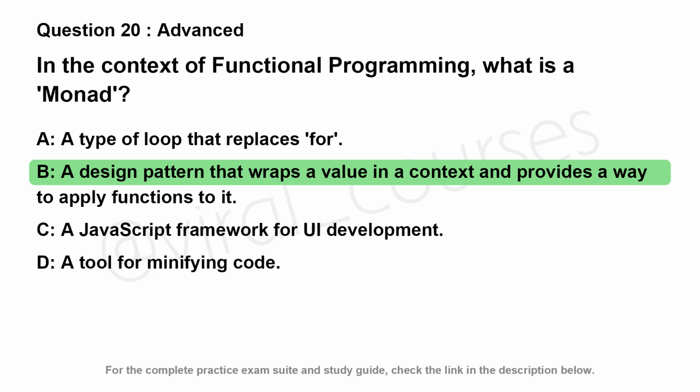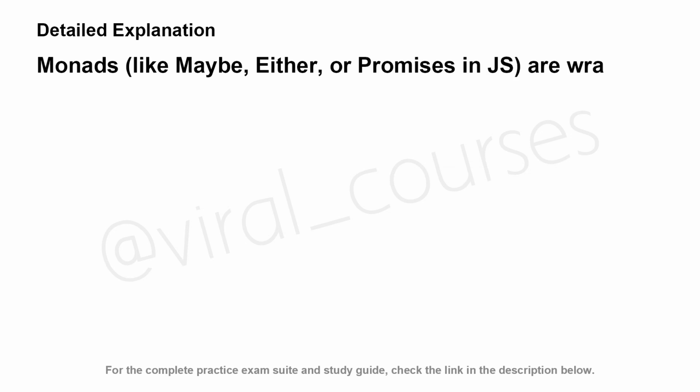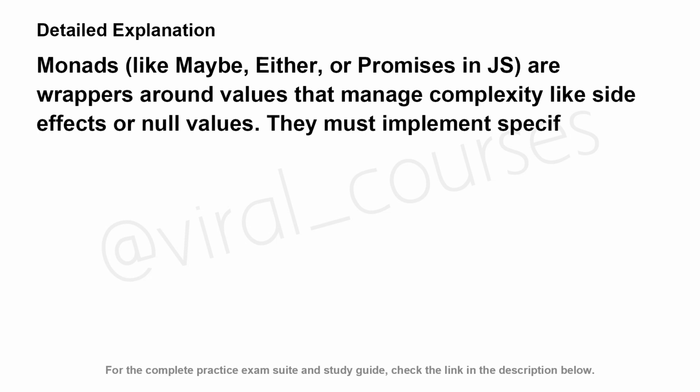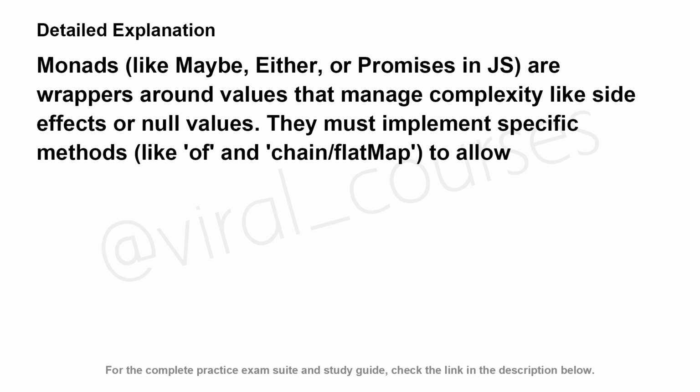The correct answer is B. Monads, like Maybe, Either, or Promises in JS, are wrappers around values that manage complexity like side effects or null values. They must implement specific methods, like of and chain or flatMap, to allow for predictable data flow.